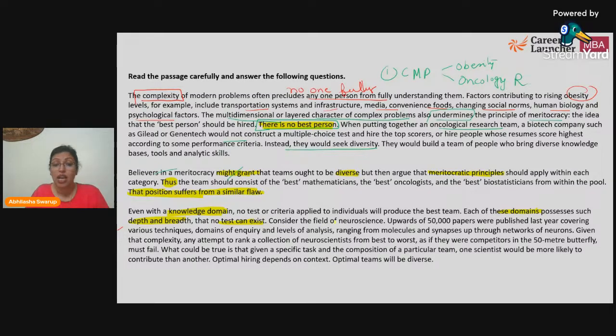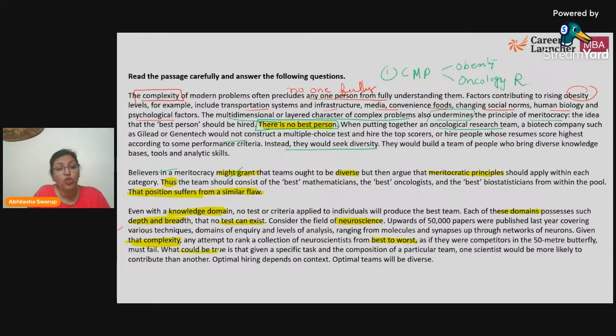Now, again, he gives you the example of neuroscience. He says upward of 50,000 papers were published last year covering various techniques, domains of inquiry, and levels of analysis, ranging from molecules and synapses through the network of neurons. So many things. Now, given that complexity, see, 50,000 papers, problems have been defined. Any attempt to rank a collection of neuroscientists from best to worst, as if they were competitors in a 50-meter race, will fail. The ranking cannot happen because everyone is doing something very specific.